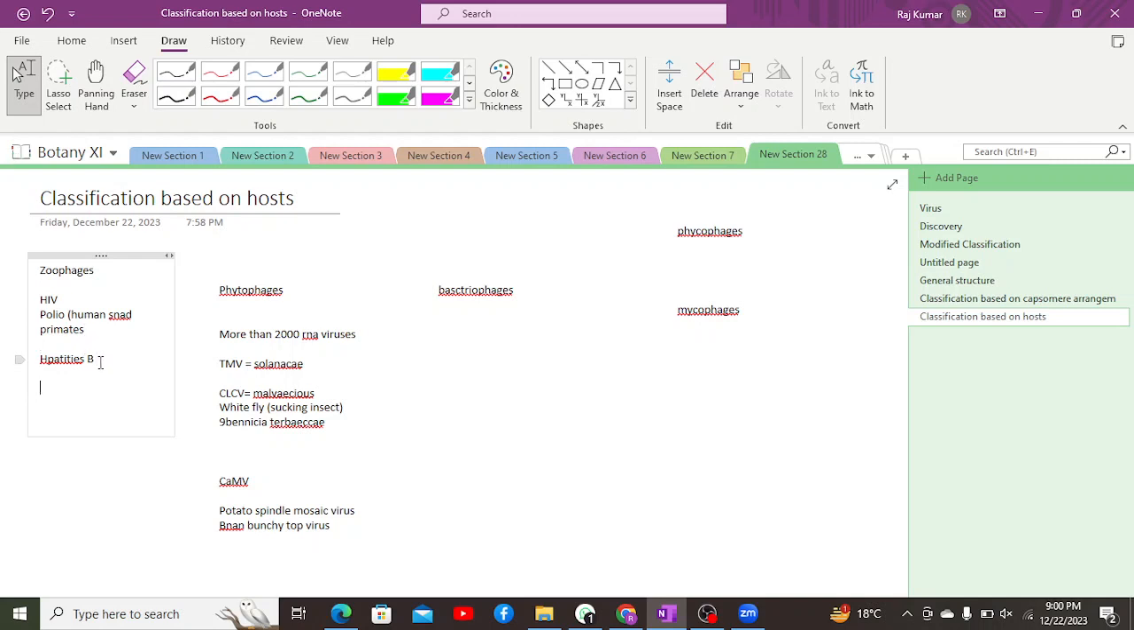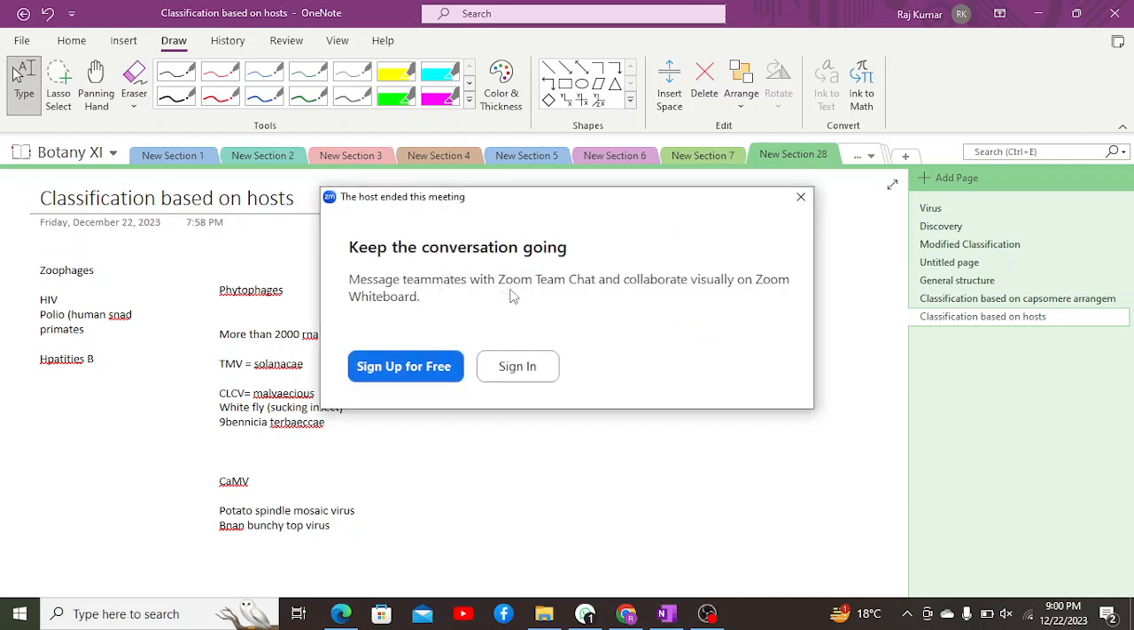Now, hepatitis B is also known as serum hepatitis. We are going to discuss about it in detail in our upcoming class. Moreover, when it comes to some other parts, bacteriophages. Bacteriophages are also having different types.